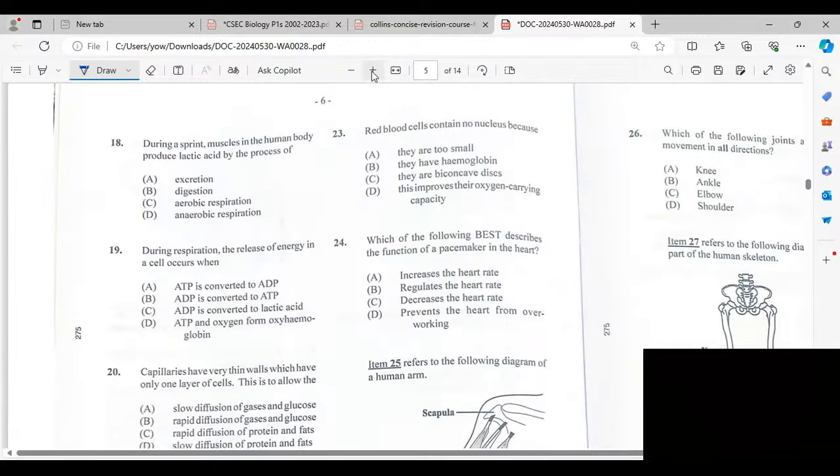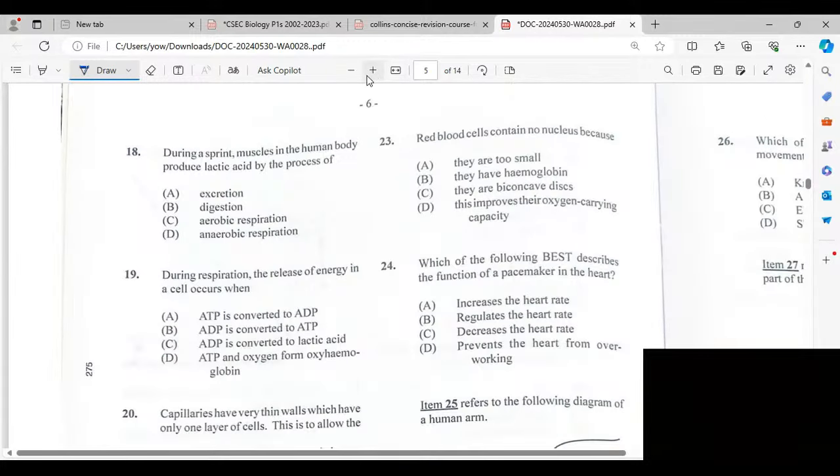All right, so 18, during a sprint, muscles in the human body produce lactic acid. Lactic acid is produced by anaerobic respiration.